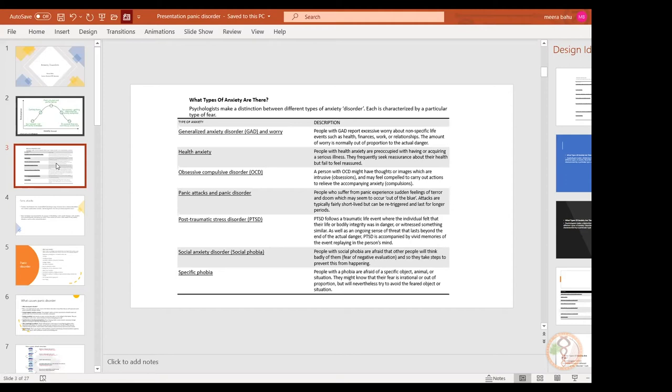But we will look at panic disorder today in detail. The other ones, we are not going to go into detail today. Does that answer your question, Shivasundaran? I don't know whether this answers your question.